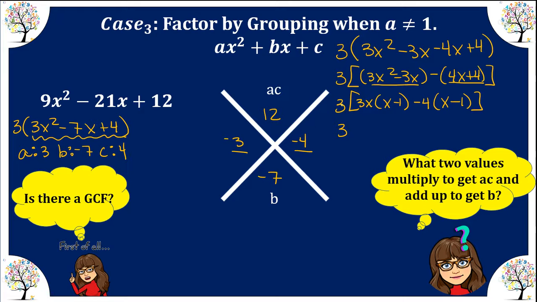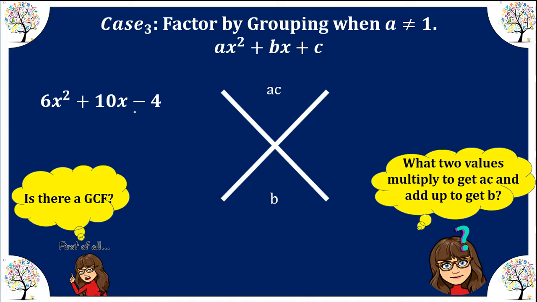Write your three factors. My GCF is one factor. We have 3x minus 4 is our next factor, and then x minus 1 is the third factor. So this is our factoring of our original trinomial.